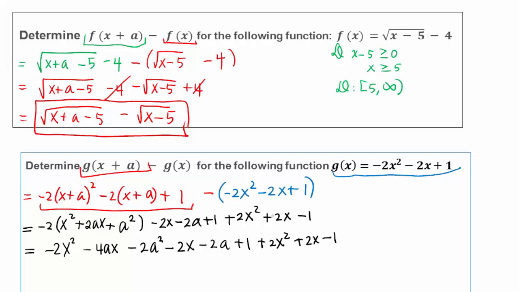Yes, we cancel this out. They're opposite signs. What else? These are opposite signs. These are opposite signs. Can you show me what else can be canceled? I think that's it. So now we're left with minus 4ax and then minus 2a squared and then minus 2a. And that's your final answer for g of x plus a minus g of x. And please make sure that we got everything covered. I think so. All right, so that's it.